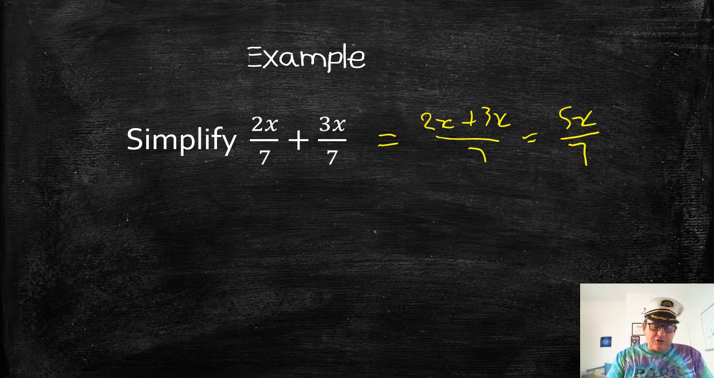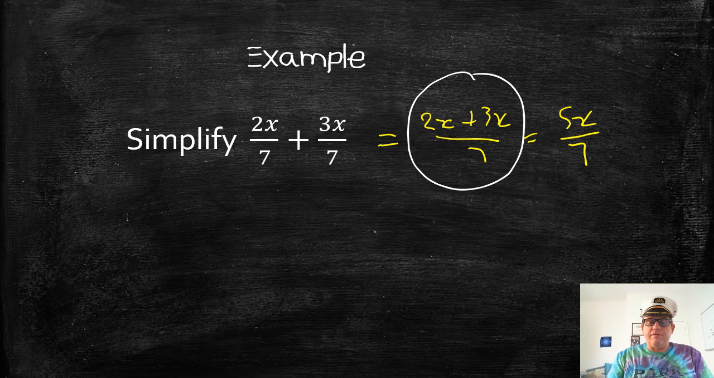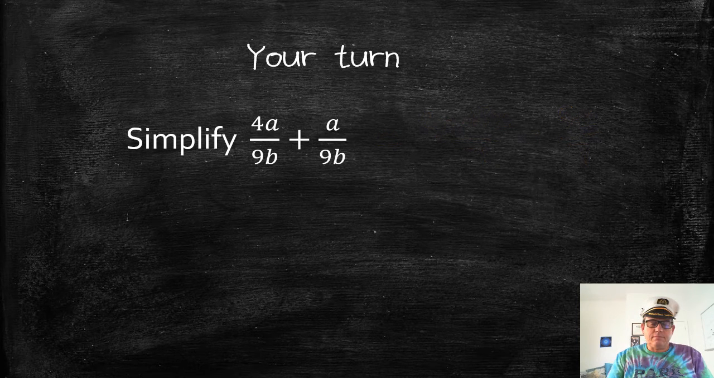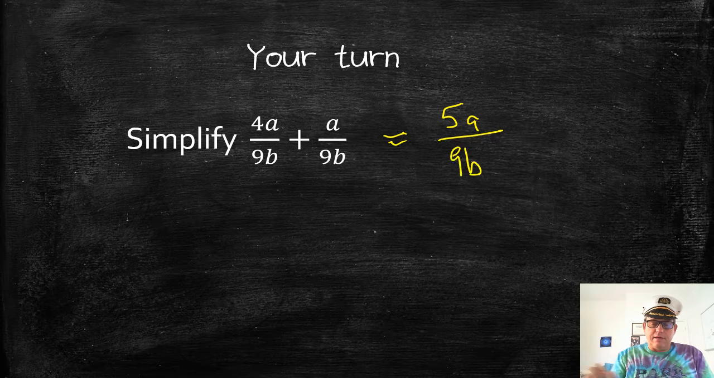You don't need to show your working out. You don't need to show this step. You can just go right to 5x over 7. Go ahead, pause the video, you try this one. For this one, again, your first question with algebraic fractions, adding, subtracting, is the denominator the same? It is. So 4a plus a is 5a, and the denominator is 9b. That's it, 5a over 9b.